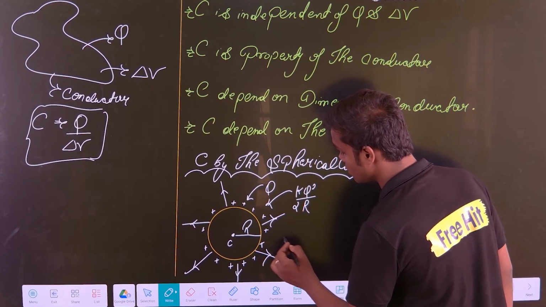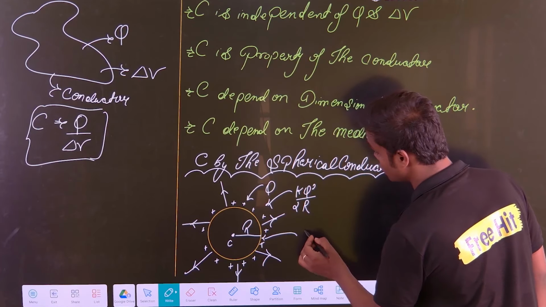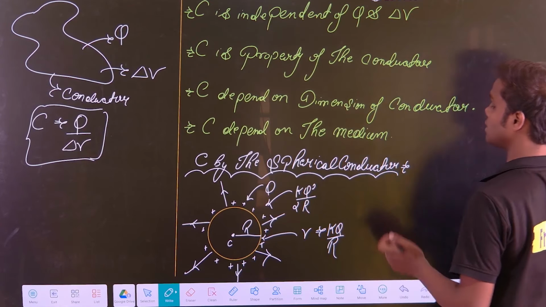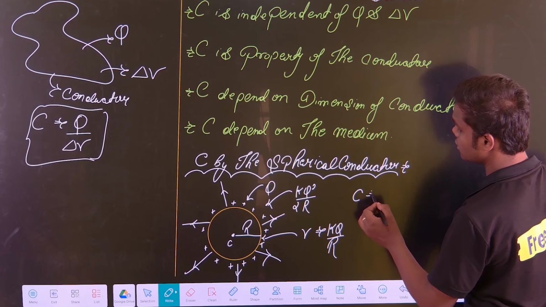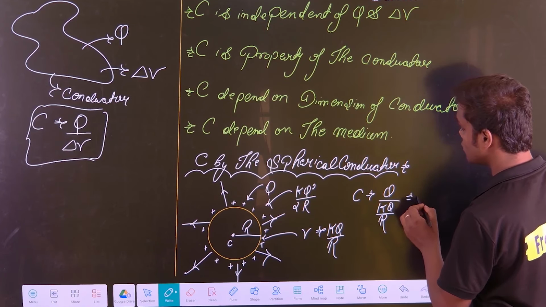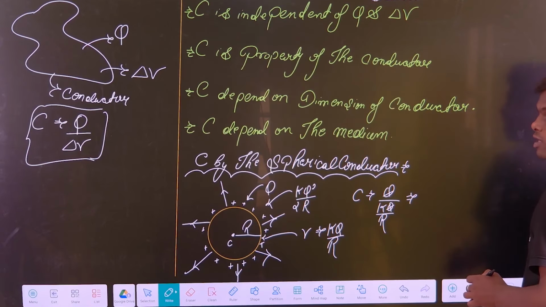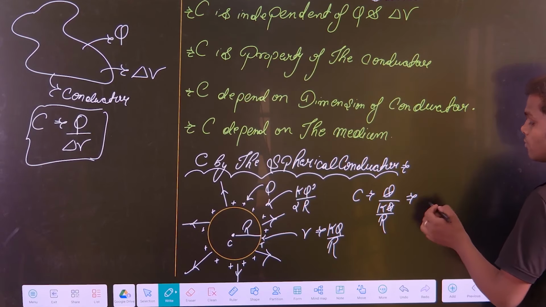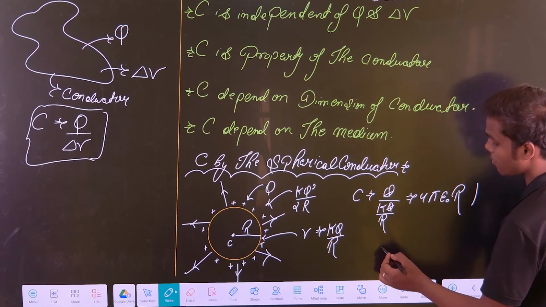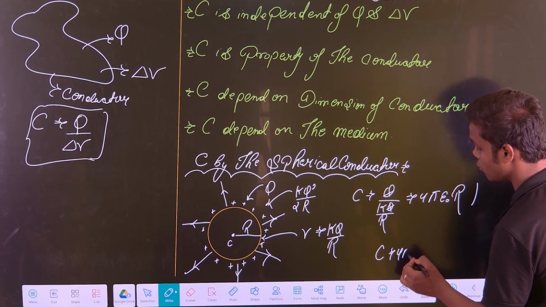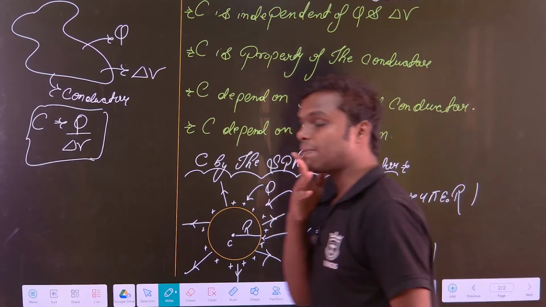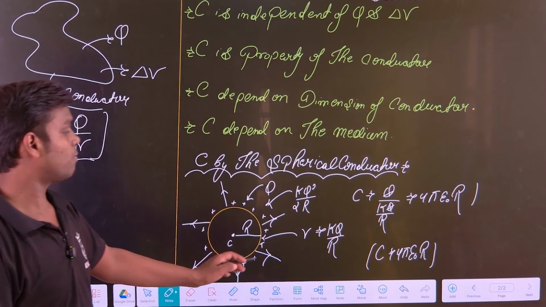What is the potential on the surface? We have taken the potential as kq by r. So if I want to write the capacitance for this, C is equal to charge q divided by potential kq by r. So q will cancel out. What is 1 by k? See, k is equal to 1 by 4 pi epsilon naught, so 1 by k is 4 pi epsilon naught. So the capacitance value is 4 pi epsilon naught into r. Clear? So the capacitance of a spherical conductor is 4 pi epsilon naught into r.